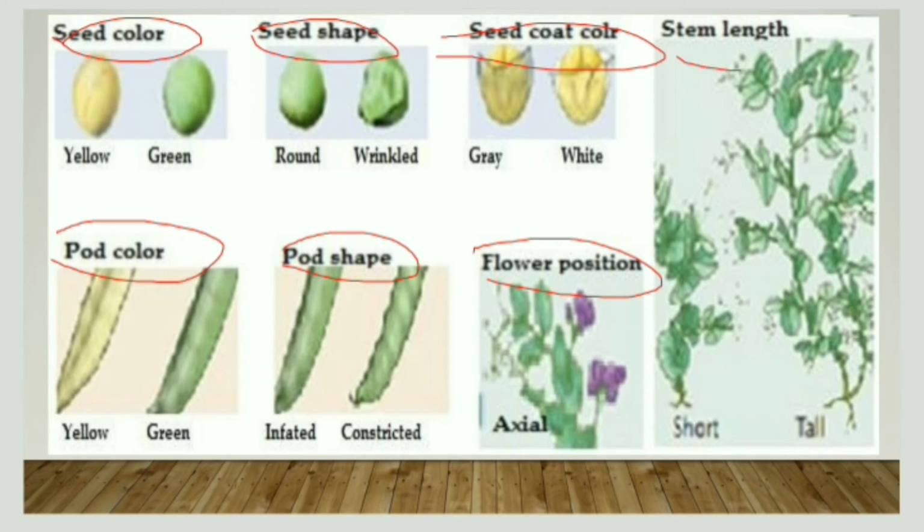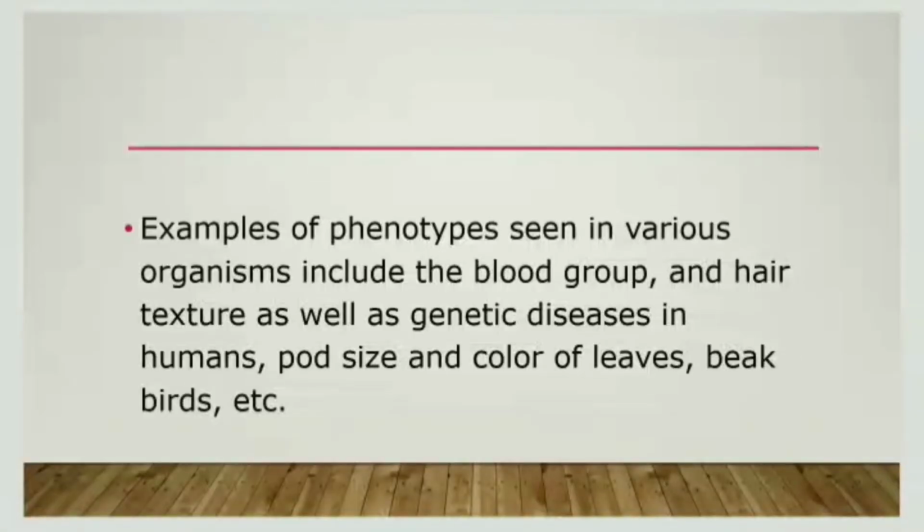Last, he observed based on the stem length, as we discussed earlier: it is either short or tall. So these are the 7 different phenotypes that he observed in a pea plant. Other examples of phenotypes include blood group, hair texture, genetic diseases in humans, pod size, color of leaves, as well as beak shape in birds.